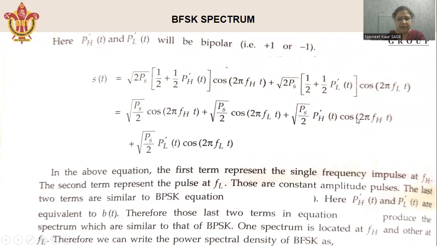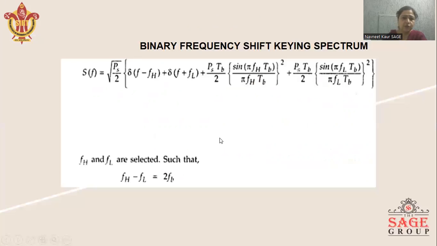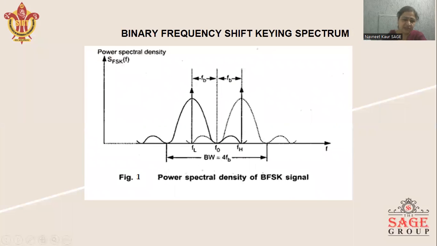So here this spectrum will be located at the high frequency fH, and this will represent the spectrum which is located at the lower frequency fL. So when we see the spectrum of the BFSK signal, we will have two spectra. One is located at fL and one is located at fH, and one impulse is located at fL and one impulse is located at fH.